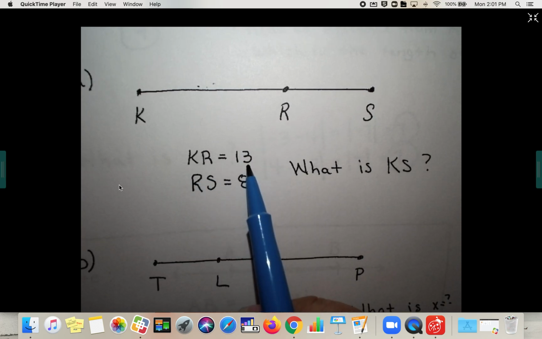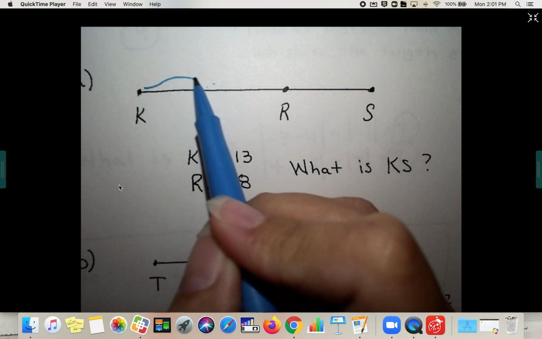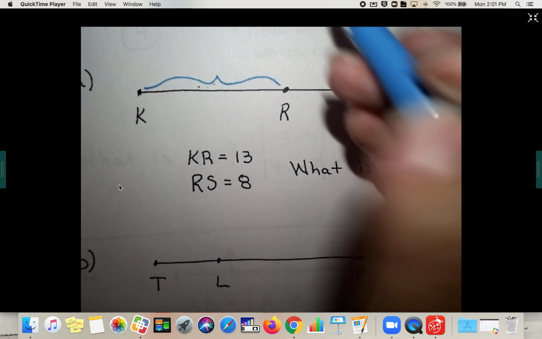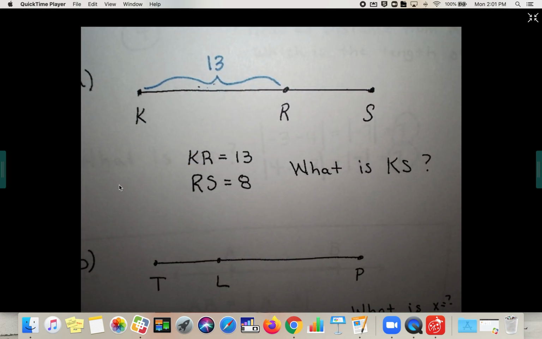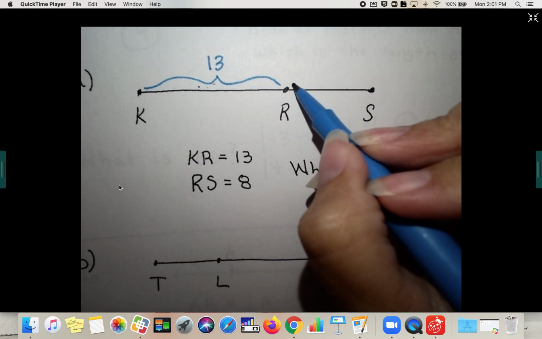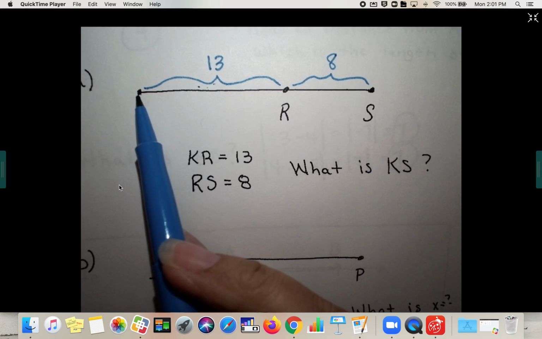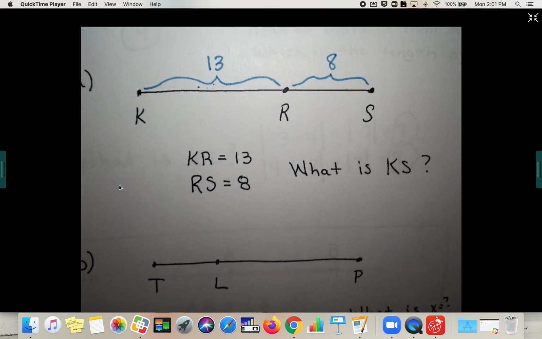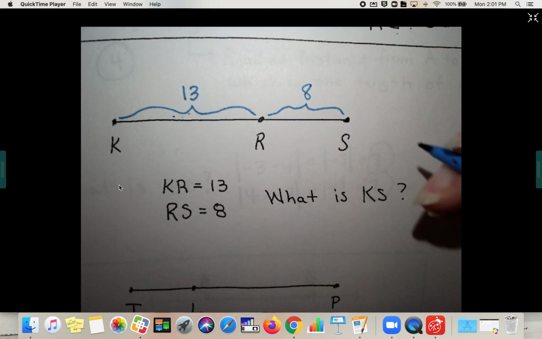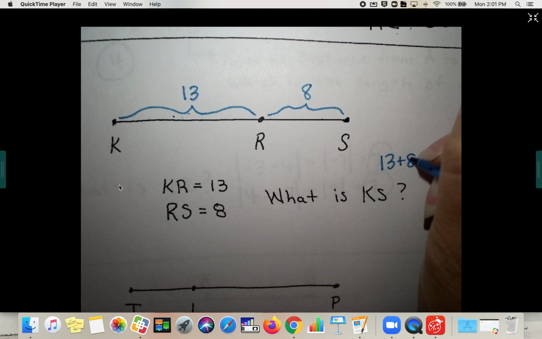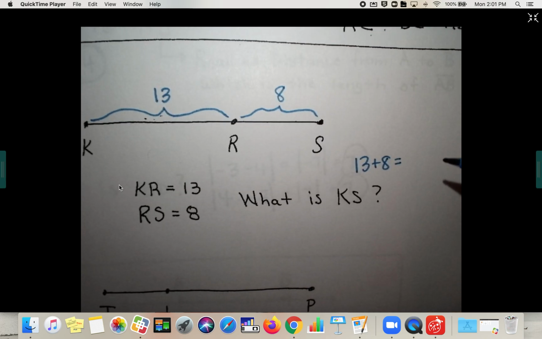If KR equals 13, so from here to here is 13, and from R to S is 8, what distance is it from K to S? Okay, this is not tough. So obviously it would just be 13 plus 8. Segment addition, we're adding two segments together, and that would make it 21. So the distance of KS equals 21.